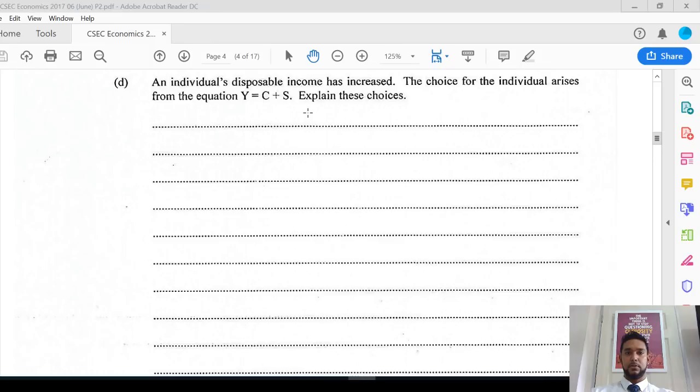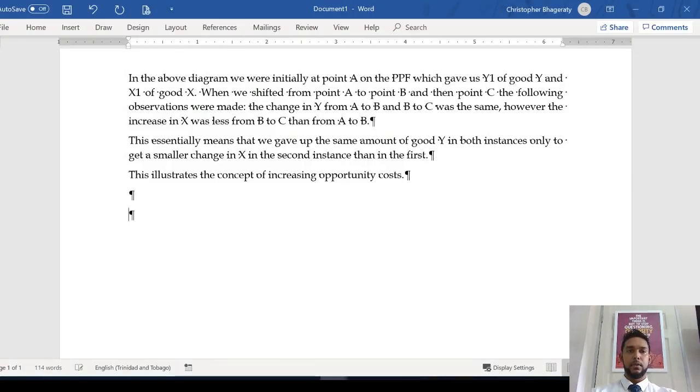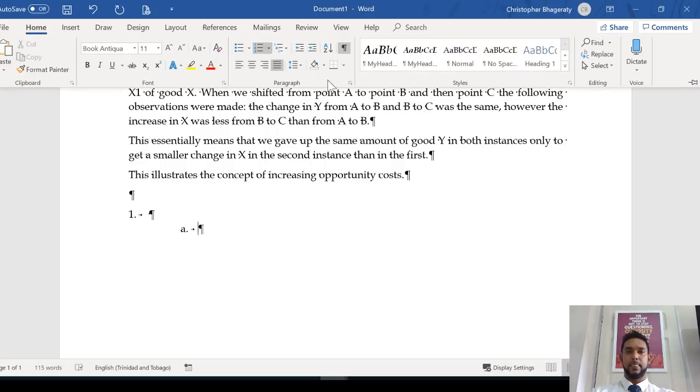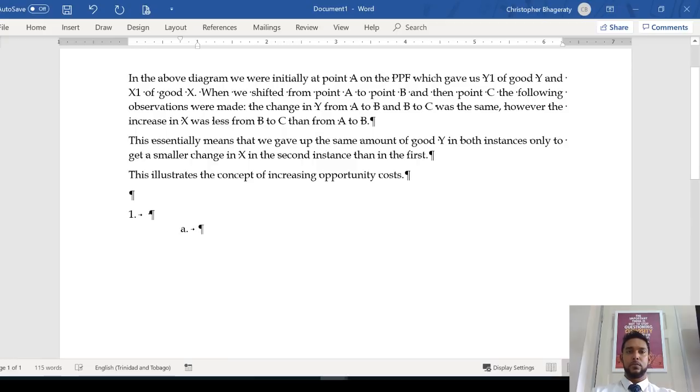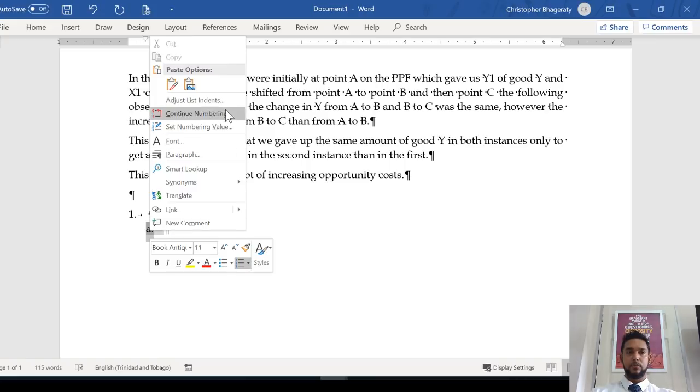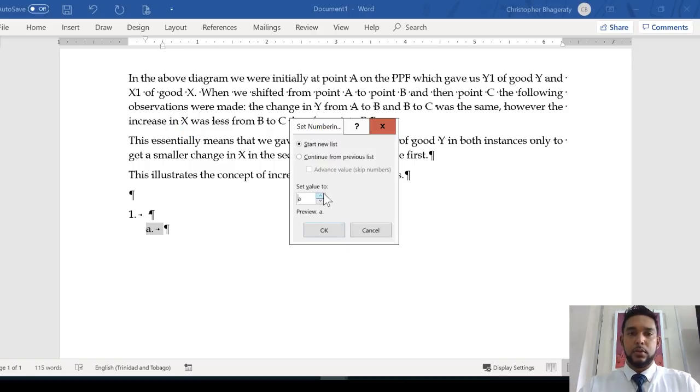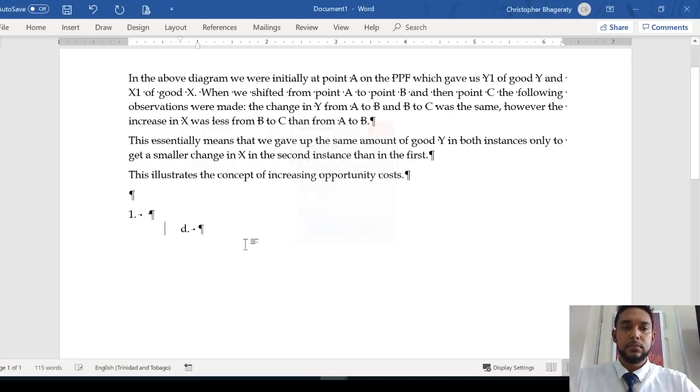So let's talk about that. This is 1 part D. Let me just format some stuff here. Pull this back and let's change this. Just continue. Set numbering value. I clicked U. Why does it do that?